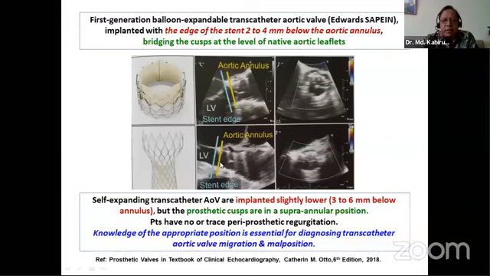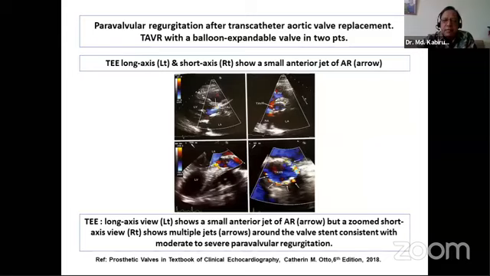It is usually implanted slightly lower, that is 3 to 6 millimeters below the annulus, and it may cause impingement of the anterior mitral leaflet and may cause perforation. So there are two important complications of the transcatheter aortic valve. One is regurgitation, another is perforation of the AML.